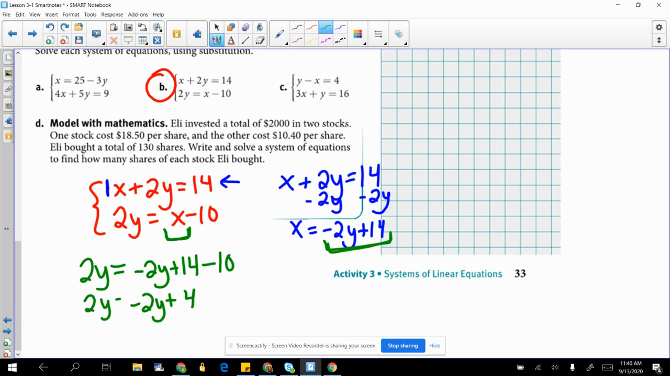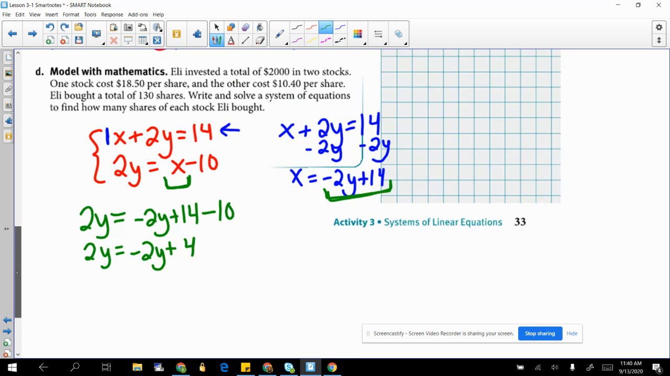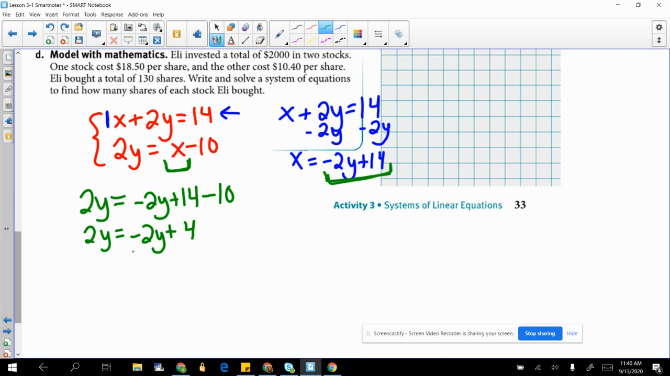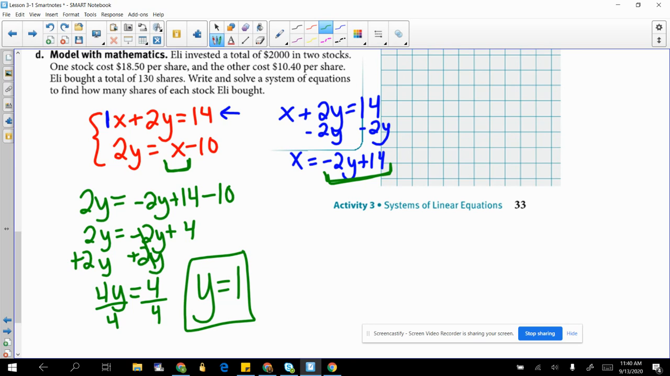And then I'm going to get all the y's to one side. So I'm going to add this 2y over. And I'm going to be left with 4y equals 4. And I need to divide by 4 on both sides. And I get y equals 1. Okay, cool. But I'm not done.